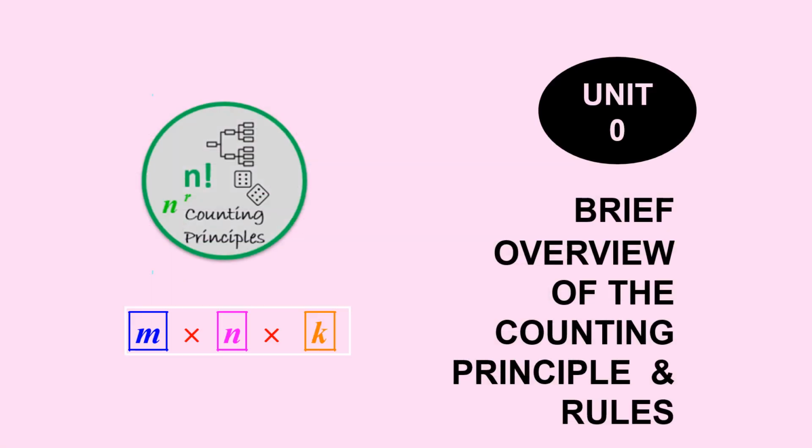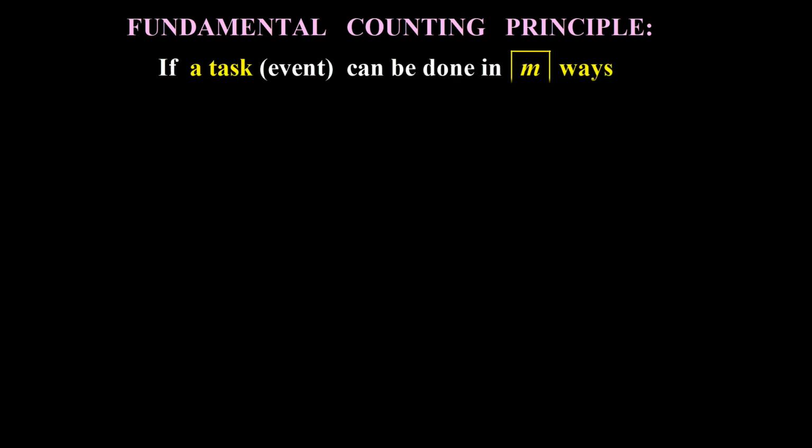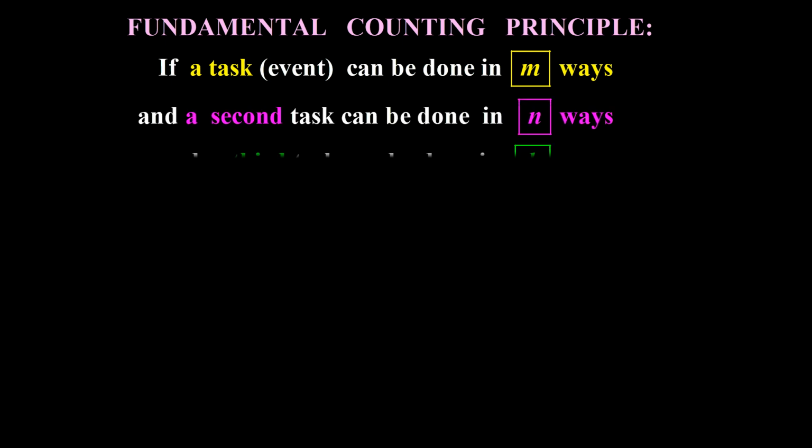Let us just briefly go over some of the counting principles and the rules we did in part 1, because you will need that to continue. Now we can actually deduce a rule that we can use there. If an event can be done in m ways, and then a second event can be done in n ways, and then we have a third event or task that can be done in k ways.